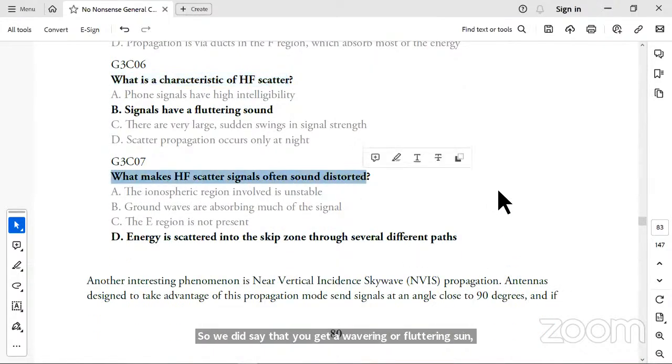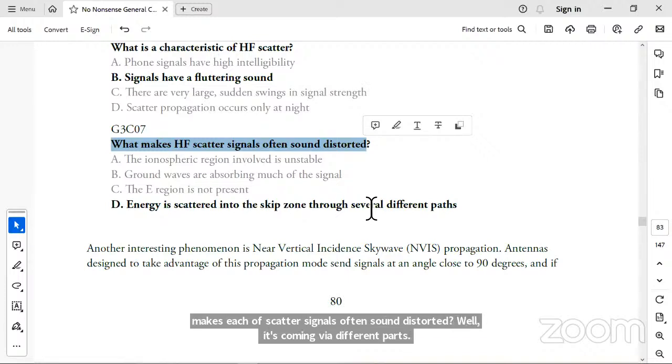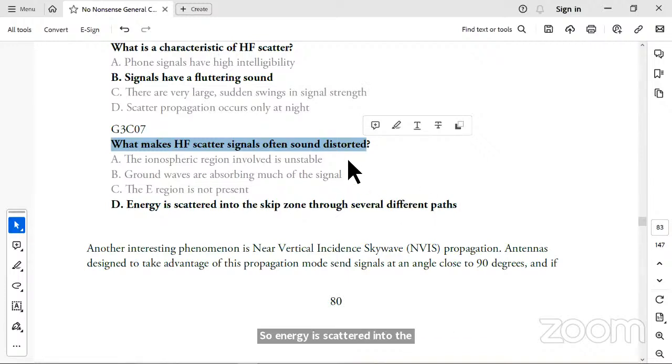What makes HF scatter signals often sound distorted? Well, it's coming via different paths. So energy is scattered into the skip zone through several different paths. That causes it to be distorted because you have constructive and destructive interference via the signal coming in via multiple pathways.